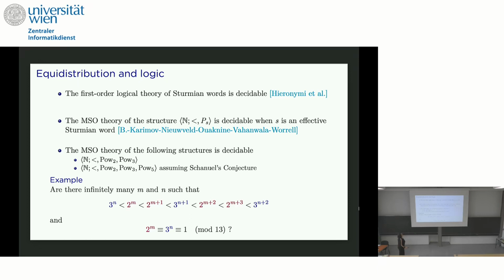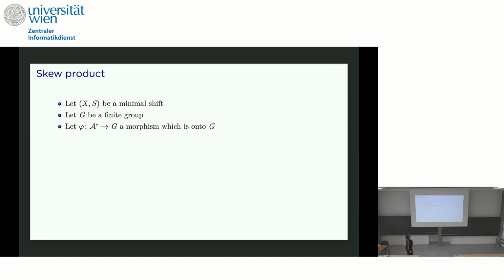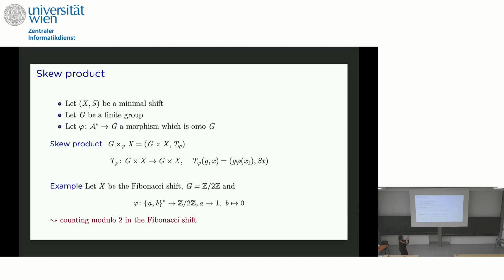But now I come back to my question, and my question about equidistribution mod M has to do with skew products. You're not surprised after this morning's talk, I guess. So you've seen skew products. We start with a minimal shift, like a Sturmian word, which codes some coding of a rotation, for instance. So start with a minimal shift, a group, and embed your shift or your alphabet in the group via a morphism. You put the letters into a group, and then you make a skew product, which is a usual construction in dynamical systems.